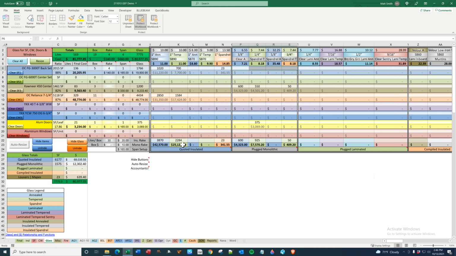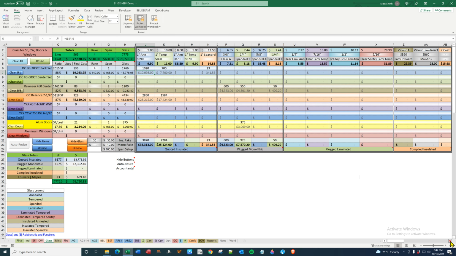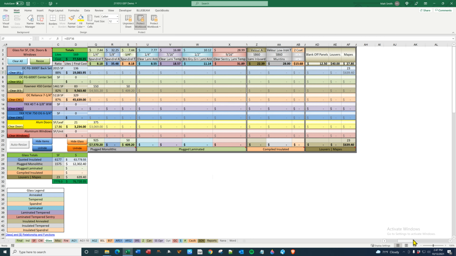So we have quoted insulated. The idea of this is you can just adjust this. Here's $9. There is the energy surcharge of 10%. That is then applied to 1,020 to get 10,000. And this then applies all the way down. Watch the glass tab videos on how to do this. There's quoted insulated, plugged monolithic, plugged laminated, compiled insulated, and louvers.